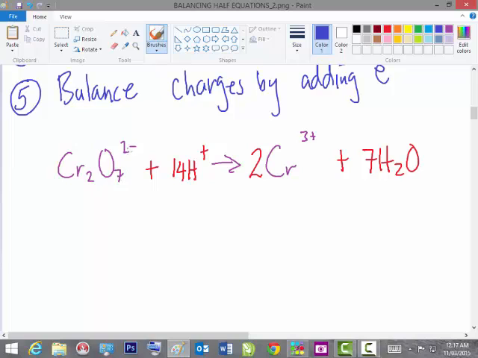Let's add up the charges. So we got 2 minus and 14 pluses, so it makes plus 12. This side you have plus 3, and I know the plus is 2 times 3, so it's plus 6. Right? Plus 6. So we need 6 electrons on this side, so we have to add in here 6 electrons.